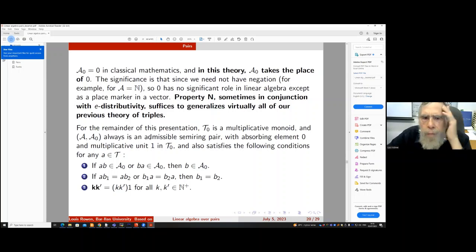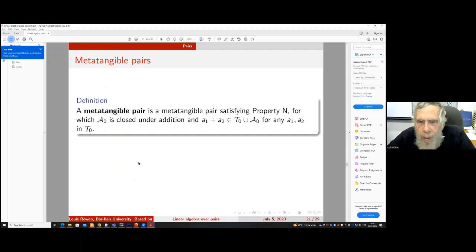So we're also going to ask for a kind of cancellation. If AB is an A naught or BA is an A naught, then B is an A naught for any tangible element of A. This will work when this is a group, for example, and also usual kind of cancellation and the kind of distributivity.